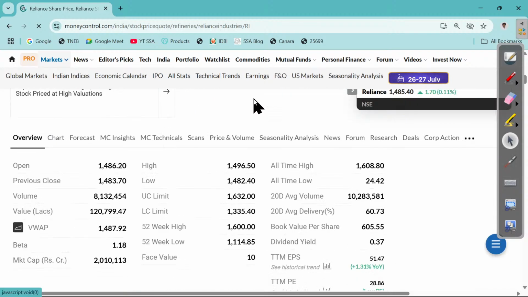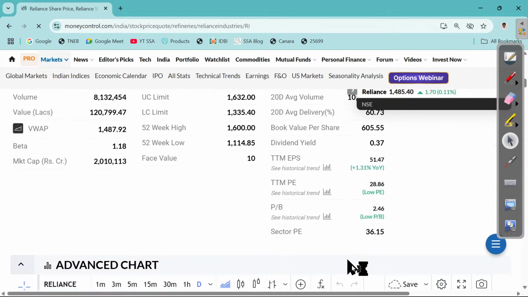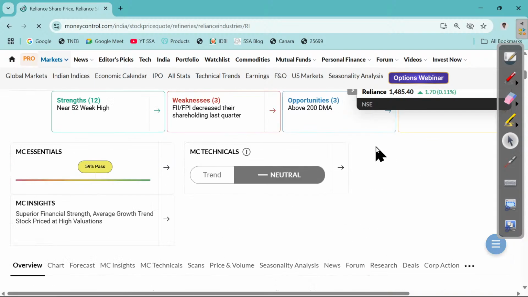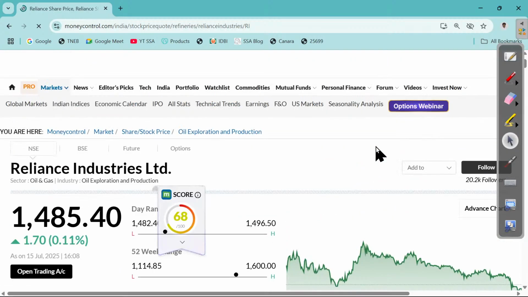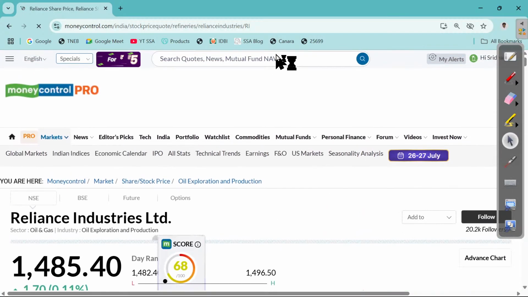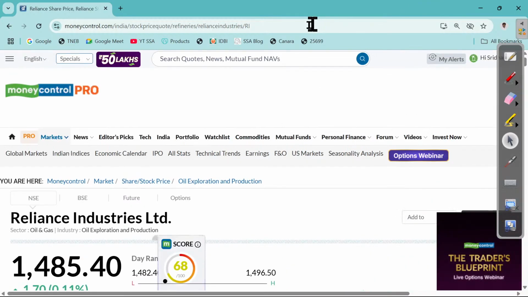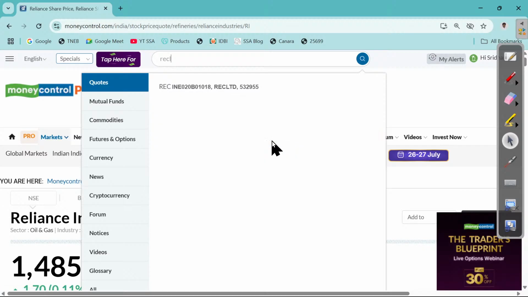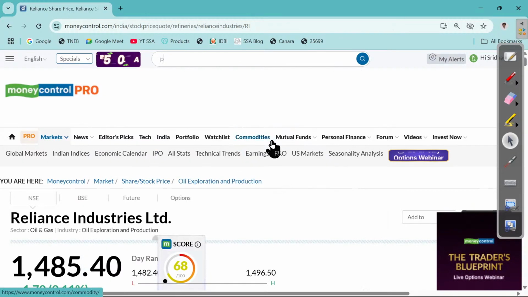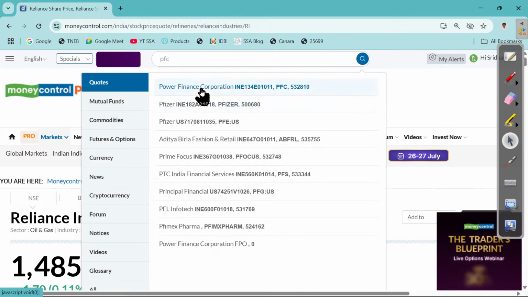You keep watching every quarter. Here the dividend yield is 0.37. RECL, okay. I'm not getting PFC. We'll see at least this one. Okay, Power Finance.